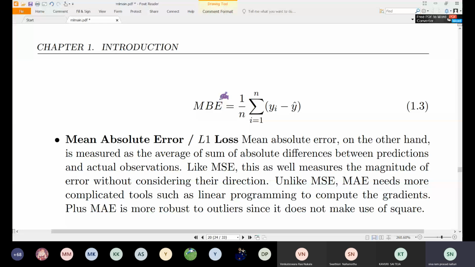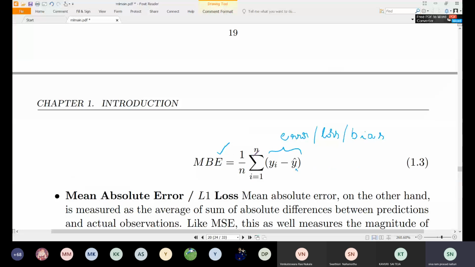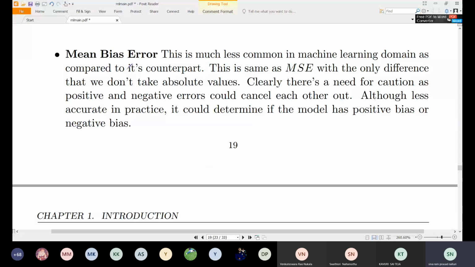So what is this quantity? It is the difference between the actual value for the ith example minus the predicted value for the ith example. Actually, there should be i here. So another name for this is error or loss. Another name for this is bias. So you are adding all the bias values and you are dividing that by the total number of observations, 1 by n. So this cost function is known as mean bias error.